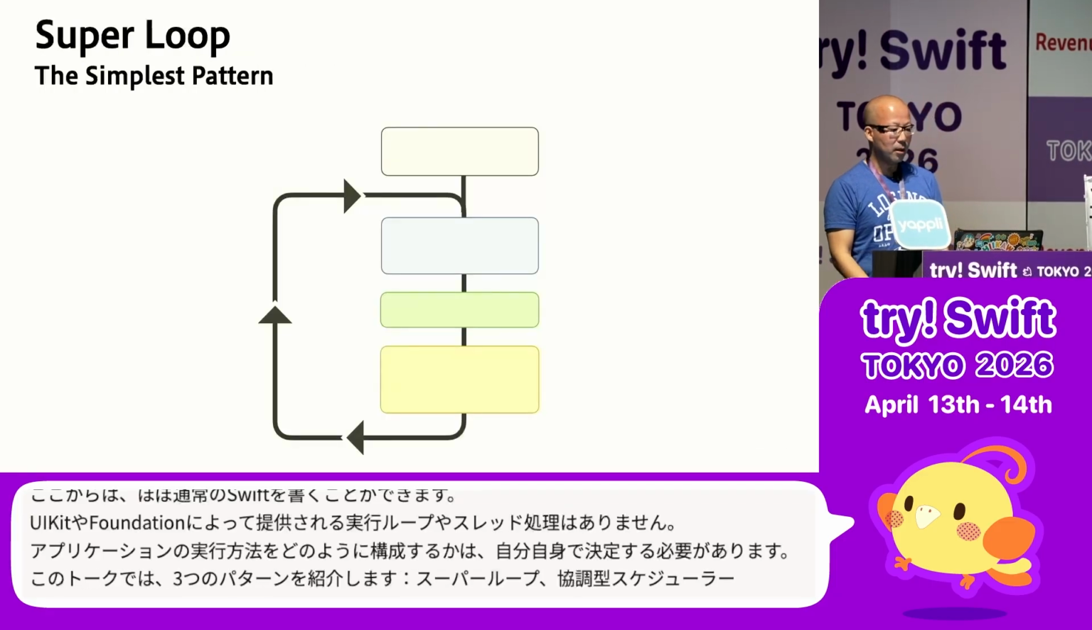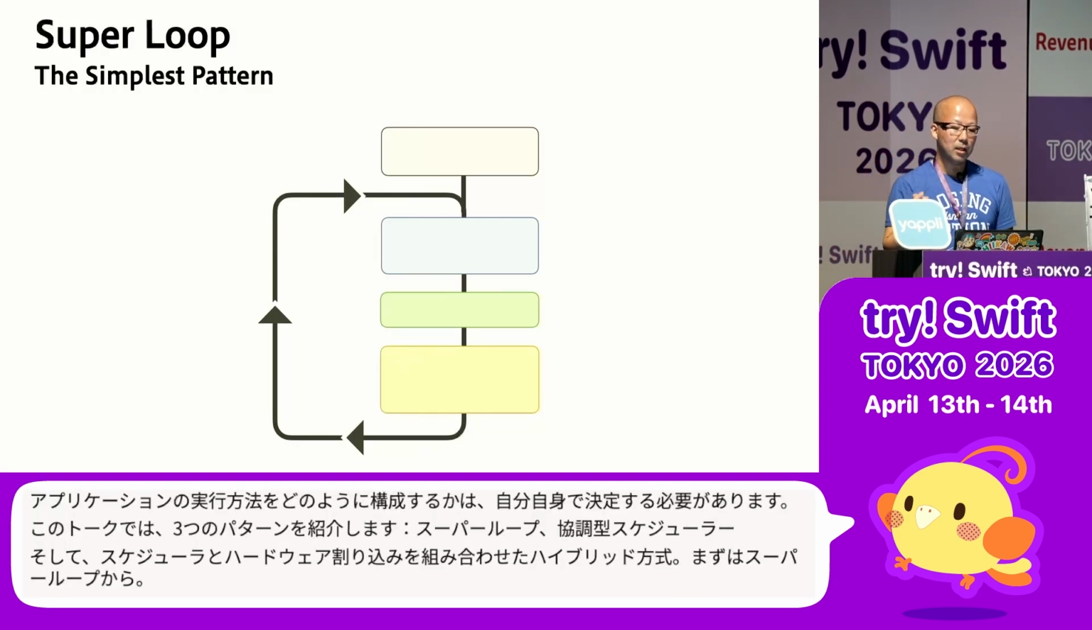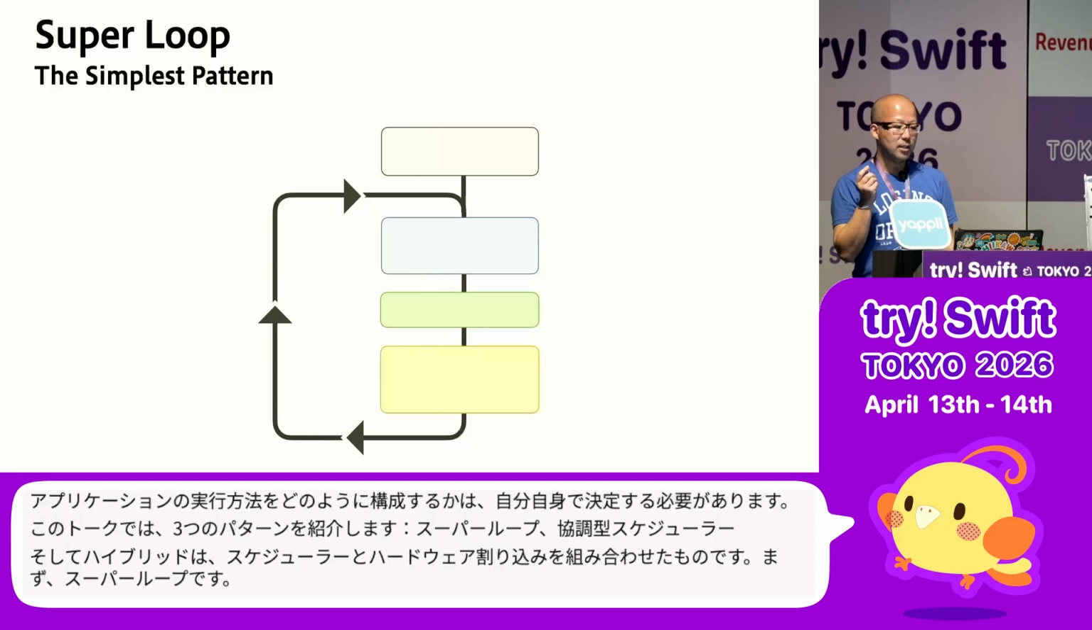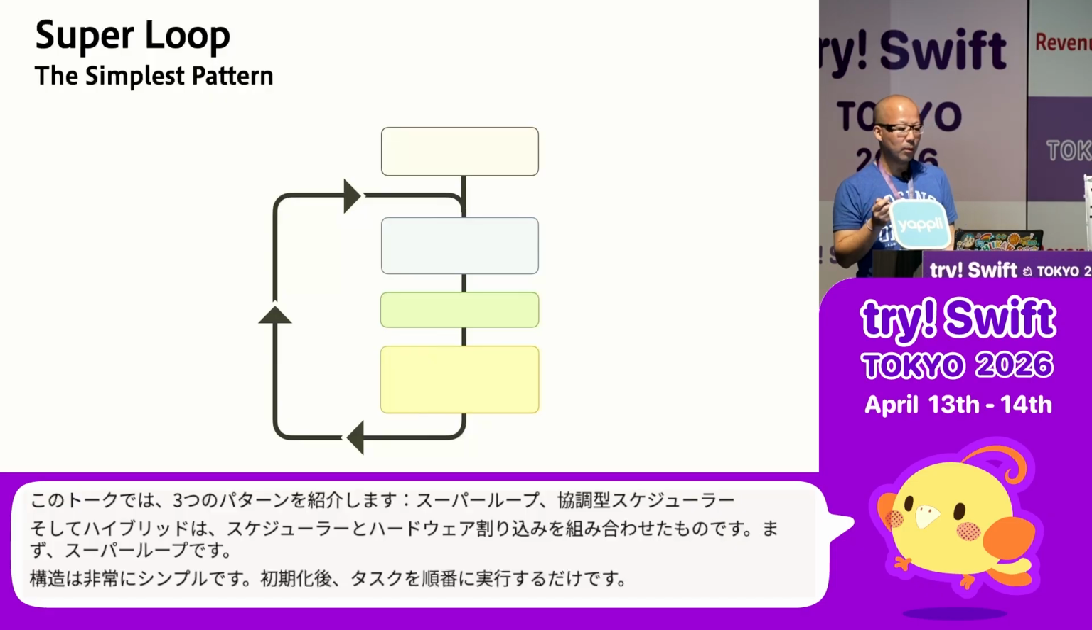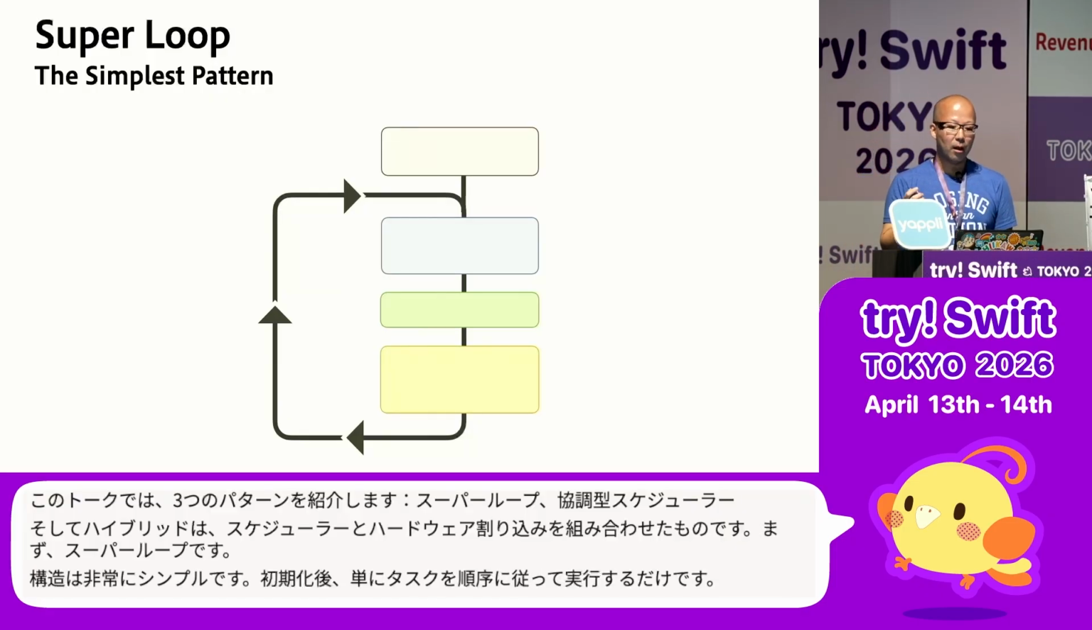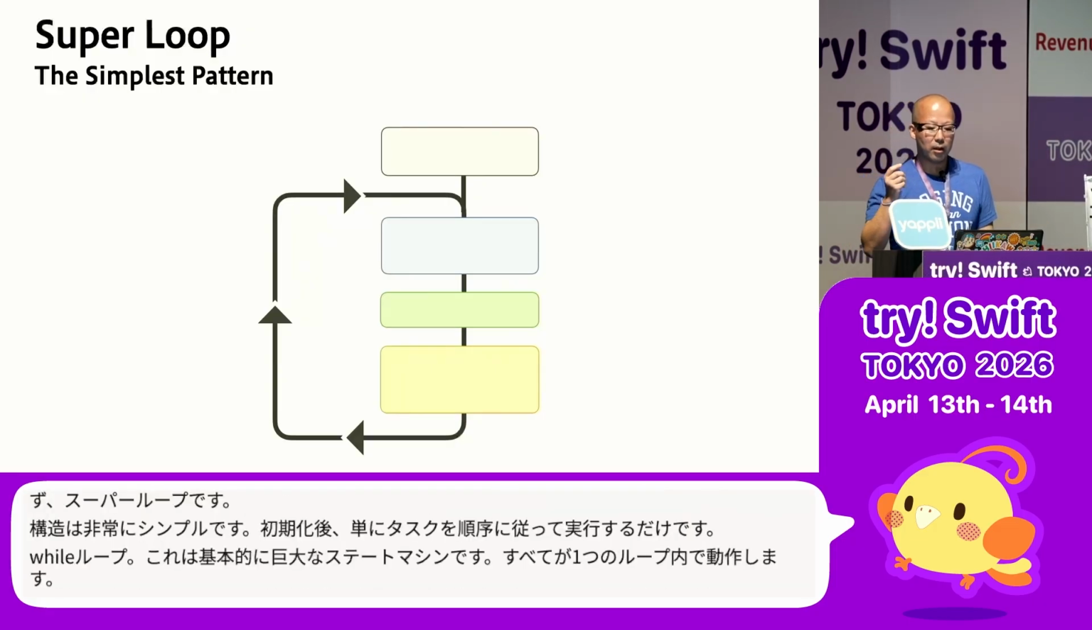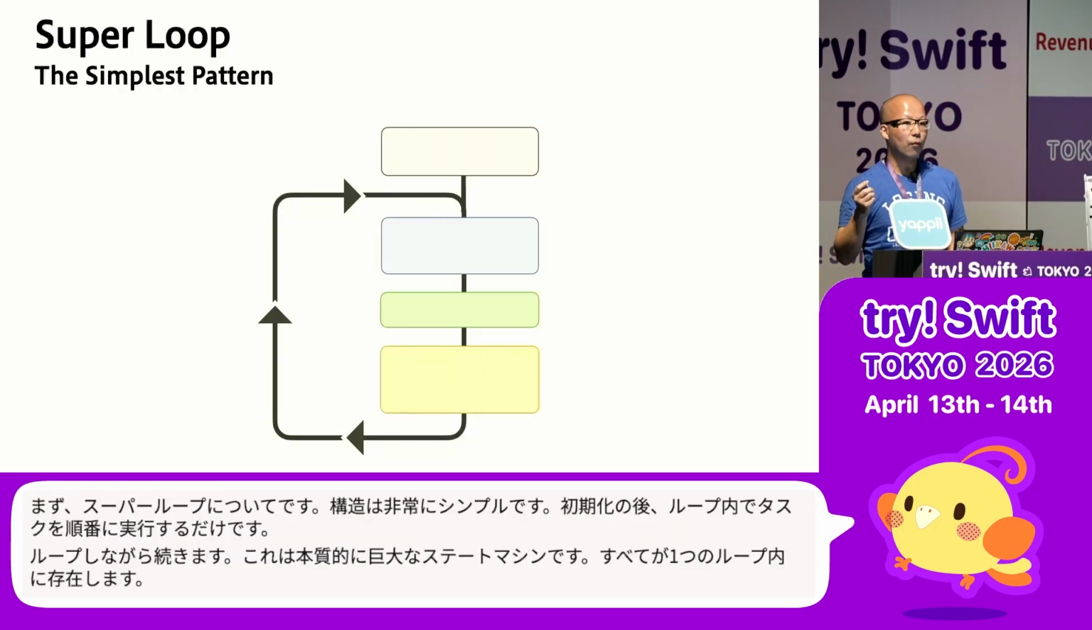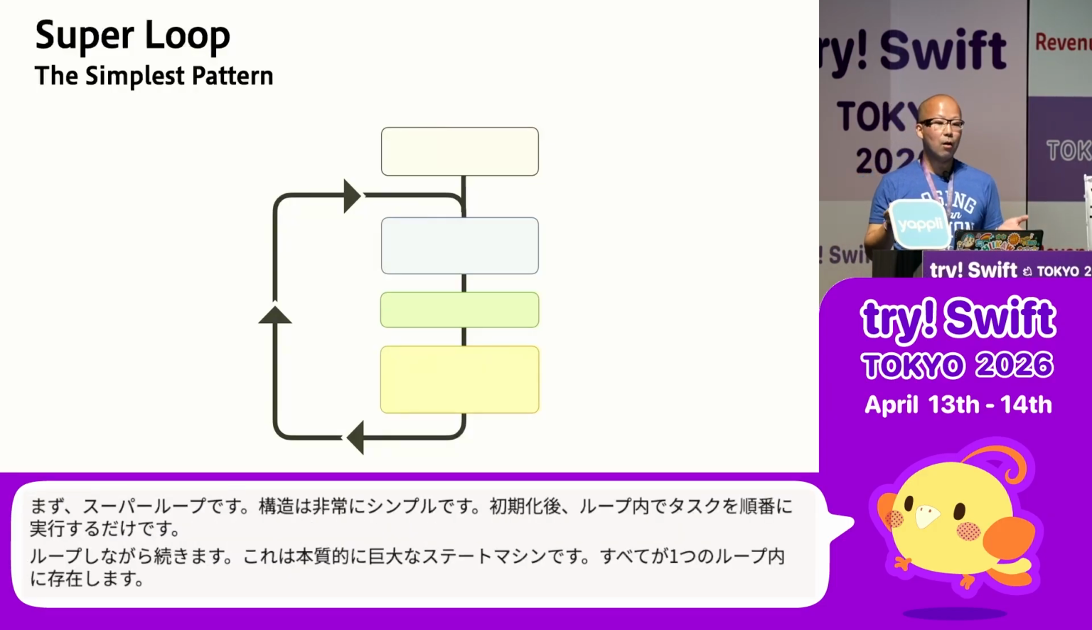First, the super loop. The structure is very simple. After initialization, you just execute tasks in sequence inside the infinite while true loop. This is essentially a giant state machine. Everything lives in one loop, and every task runs every iteration. For simple applications, this works fine. Let's see a real example.